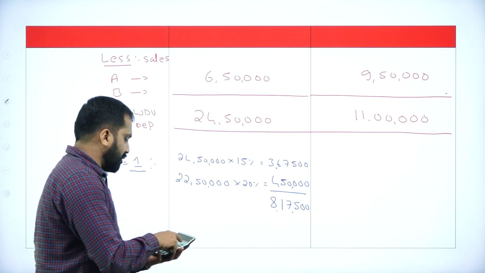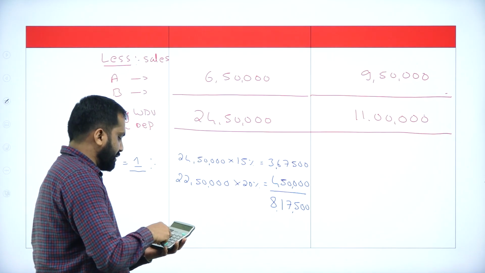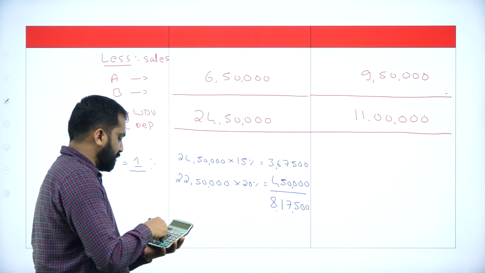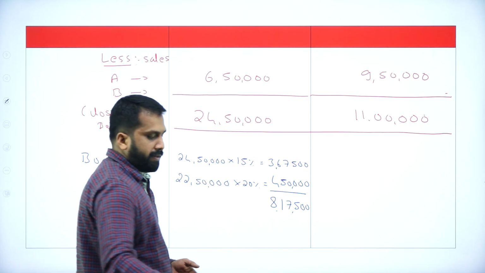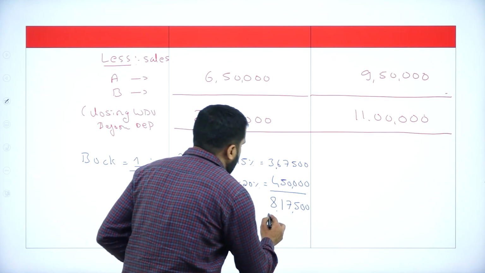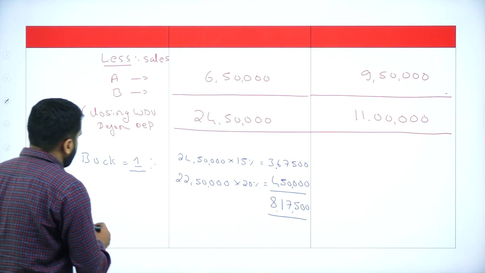Then 24,50,000 multiplied with 15% gives 3,67,500. Total 8,17,500. Similarly, do it for your second block, block 2.